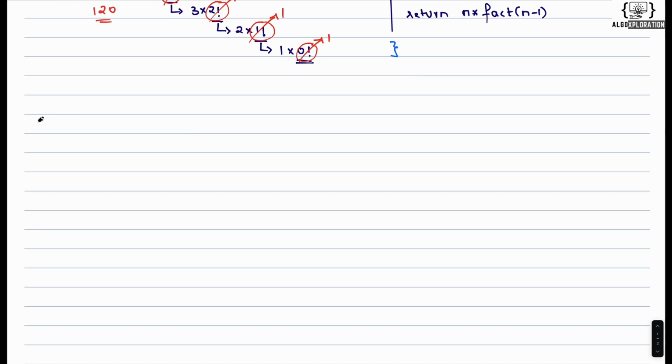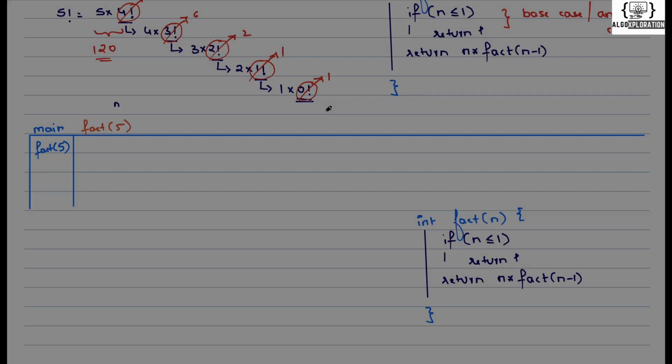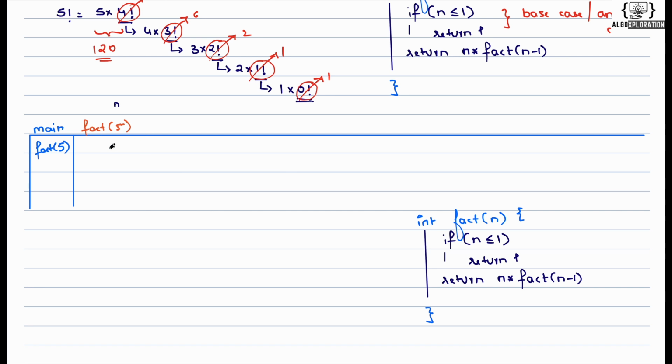Whenever the recursion happens, it is done with the help of a stack. So let's say that this is a stack. Initially there is a main function that is calling fact of 5. Now here this will be fact of 5. The value of n here is 5. Keep in mind, with the help of this code we are going to dry run it.